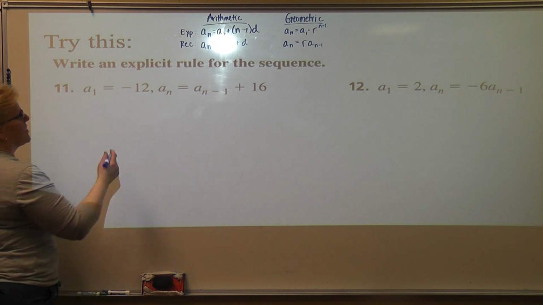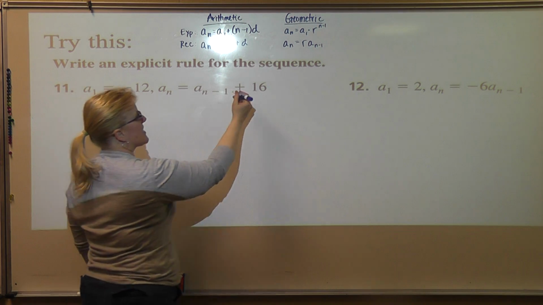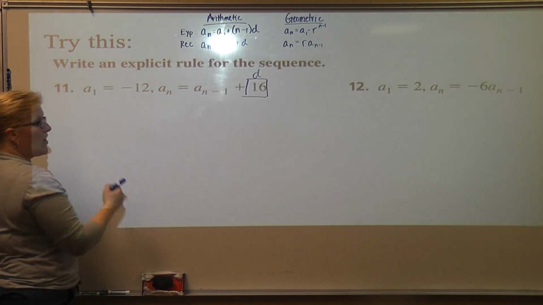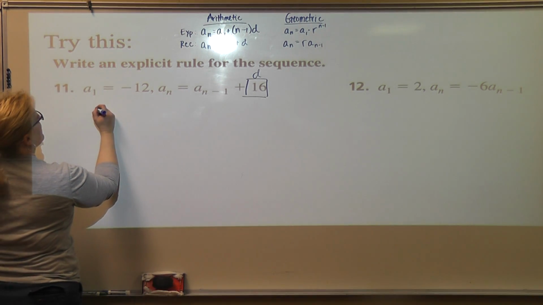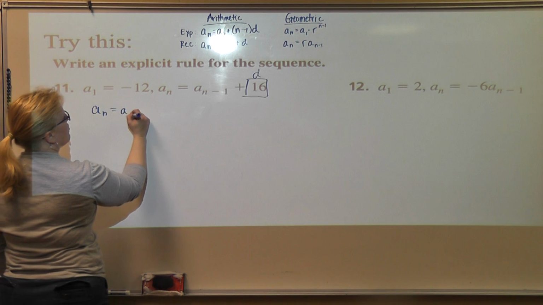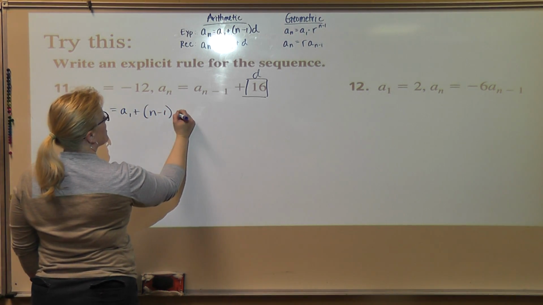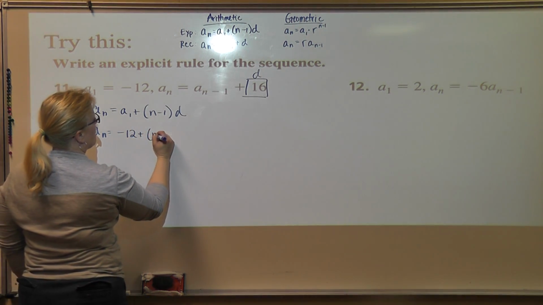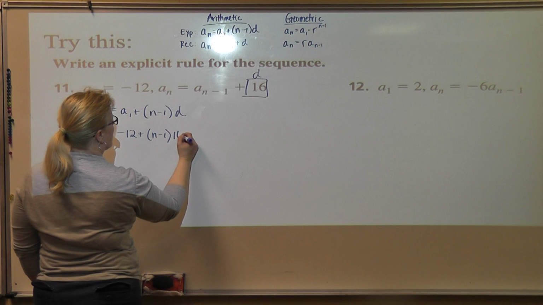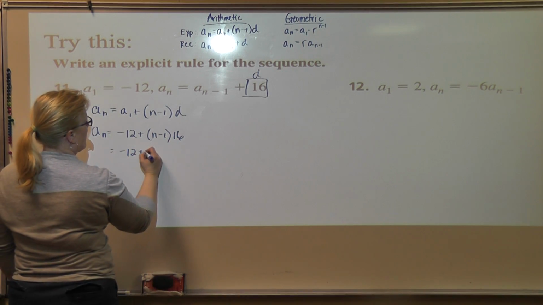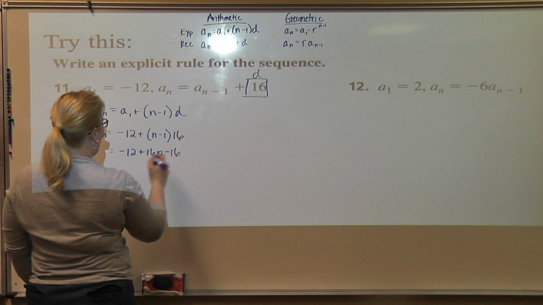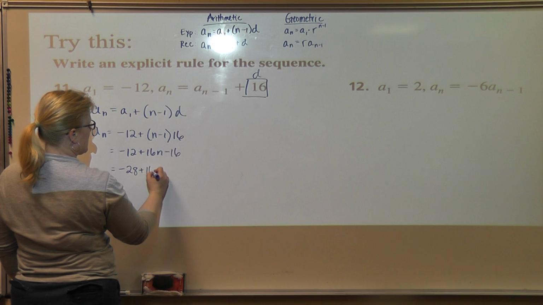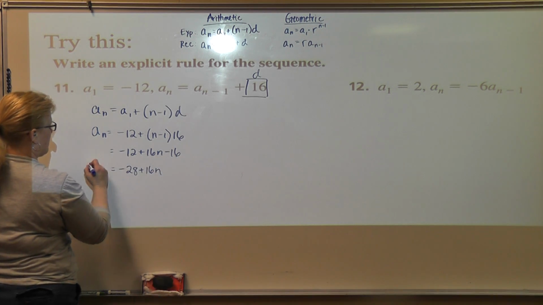All right. So, we have a sub 1, D is 16. This is D. And we're plugging it into a sub n equals a sub 1 plus n minus 1 times D. So a sub n equals -12 plus n minus 1 times 16. Distribute, combine like terms, and I get -28 plus 16n is a sub n.